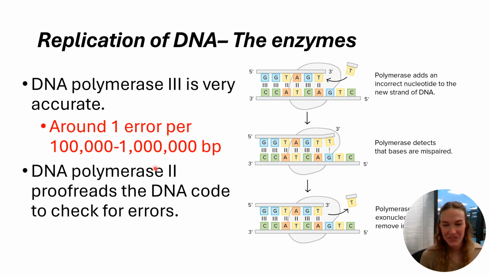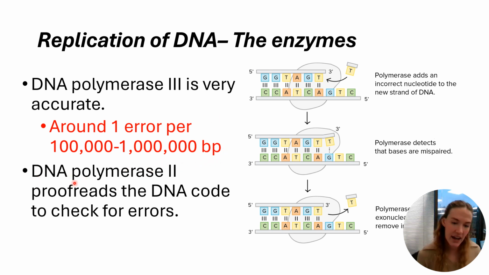Okay, so let's talk a little bit about when things can go a little wrong. So DNA polymerase 3 is pretty accurate. Only an error in about 1 in 100,000 to 1 in a million base pairs. But that's not great considering our whole genome is about 6.4 billion bases, 3.2 billion base pairs. That's not great. I don't want that many errors every time that I replicate my DNA.